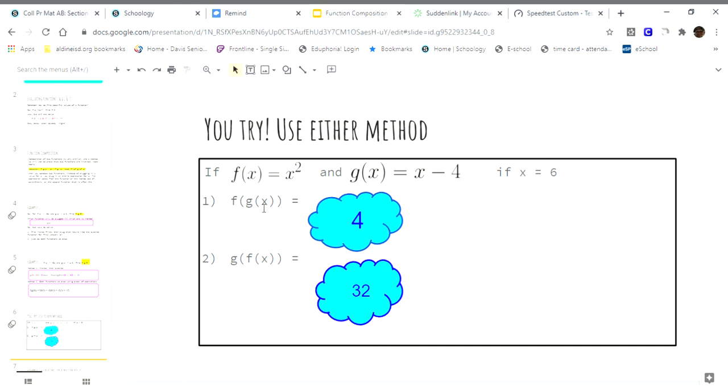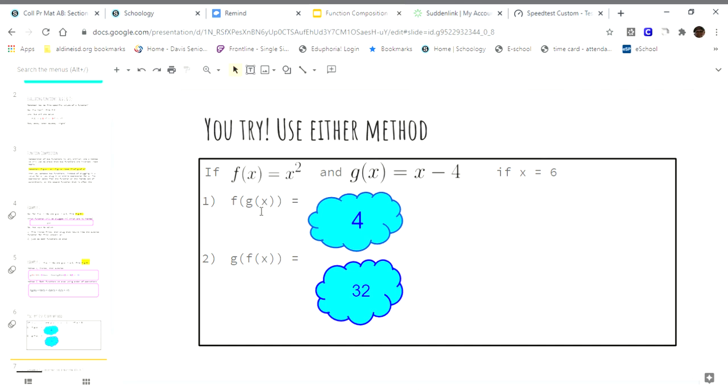Okay, our method again, which you want to use is fine, but take a minute, pause this if you need to, work it out and make sure you get these two correct answers. And then notice here on the second one, instead of saying f of g of x, I did g of f of x. That's totally a legal move.